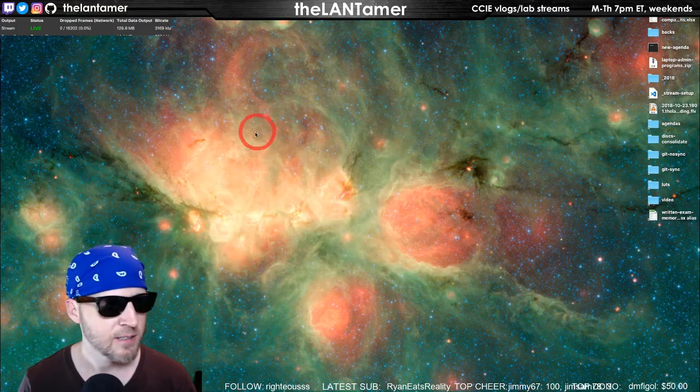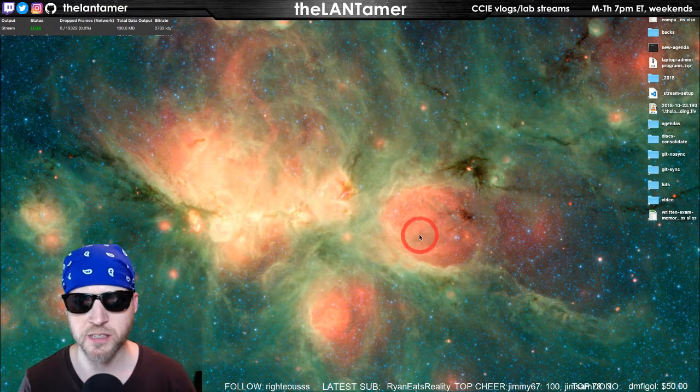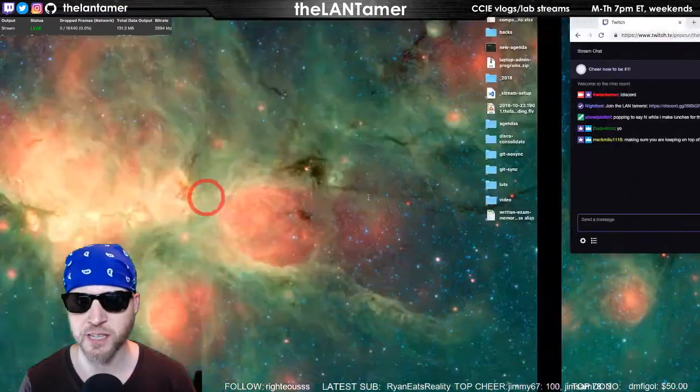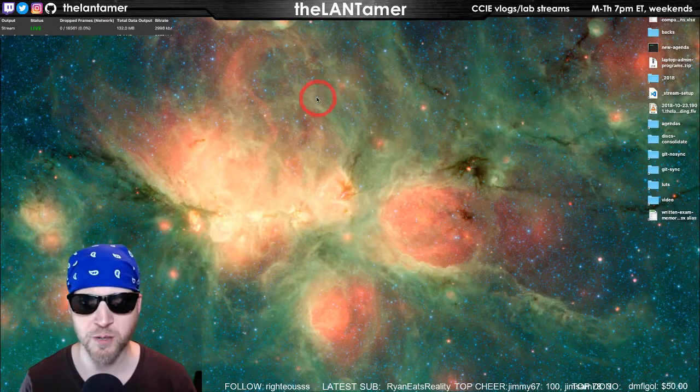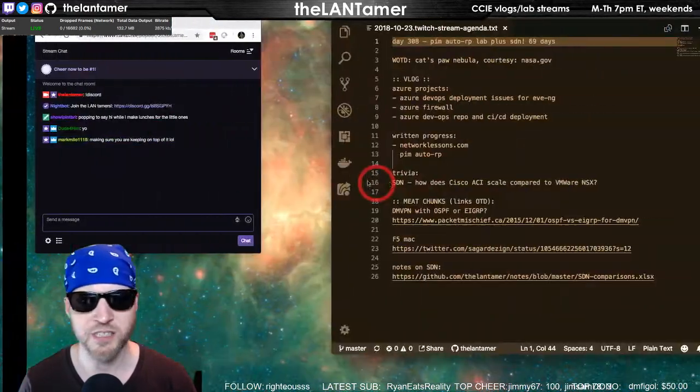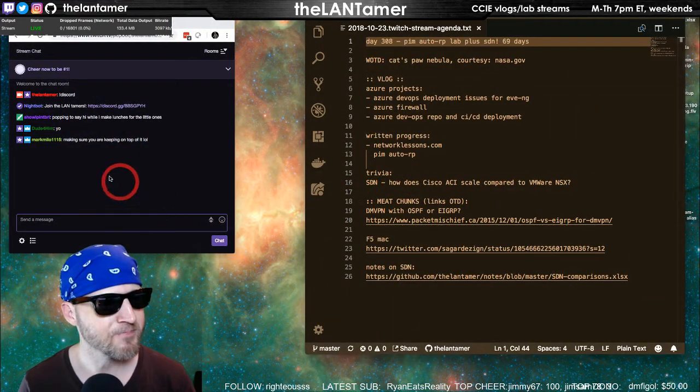Yeah, this is the, what nebula is this? The Cat's Paw Nebula from Hubble. Amazing shot.